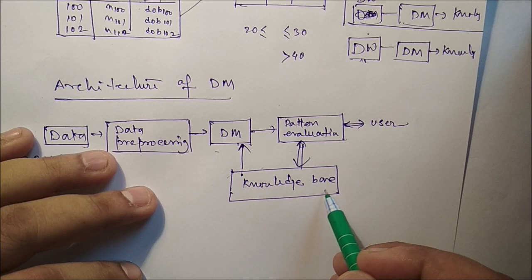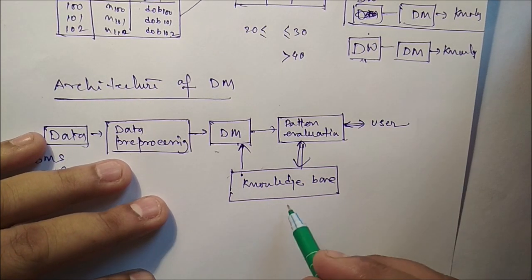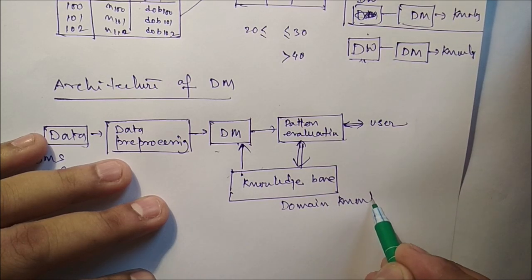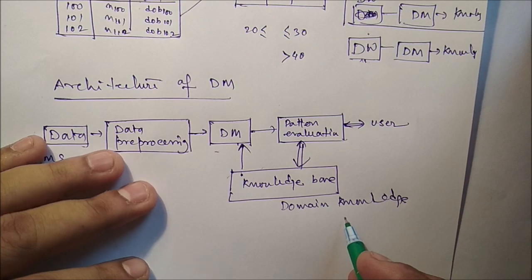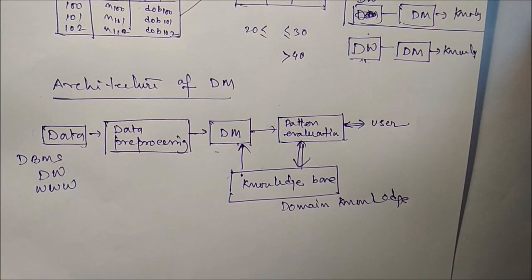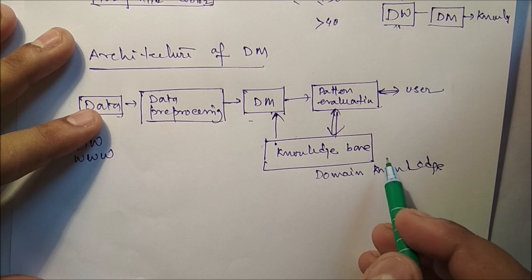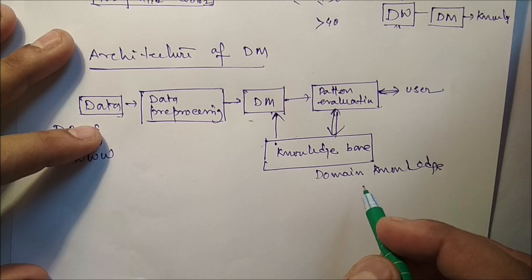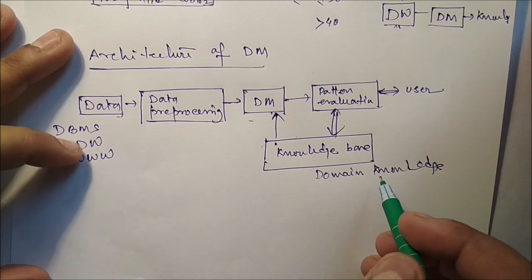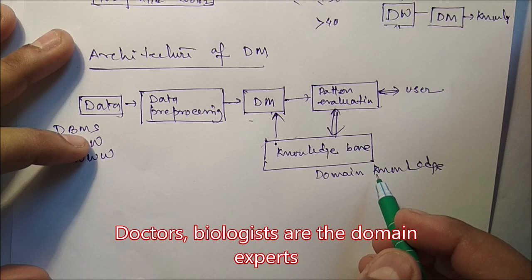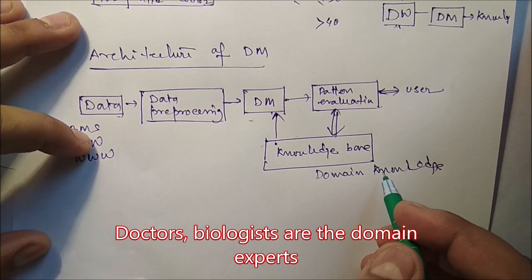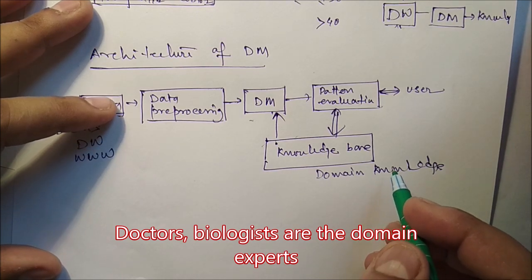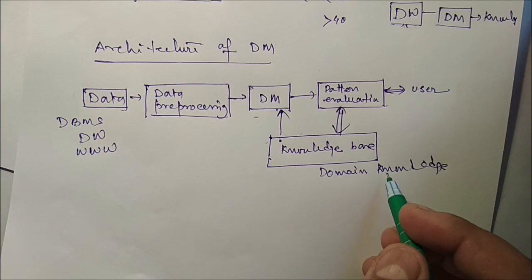And there is one other block called the knowledge base. Here domain knowledge is there to guide the data mining algorithm. So what is domain knowledge? Suppose you want to work on medical data, we have to consult with a doctor, because doctors have the domain knowledge. Similarly, we need a biologist to work on biological data. So biologists and doctors have the domain knowledge.